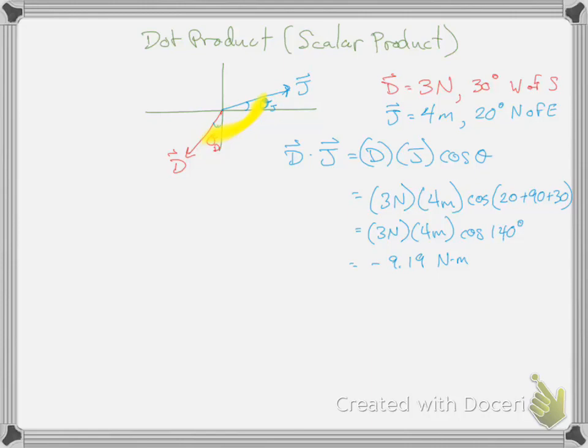Don't worry about those units. I just multiplied a force times a distance. It could have been a force times a force. It could have been a velocity times a velocity. It doesn't matter. I just left the units in. So notice that a scalar product can be negative. A scalar quantity can be negative. So a scalar product can be negative.